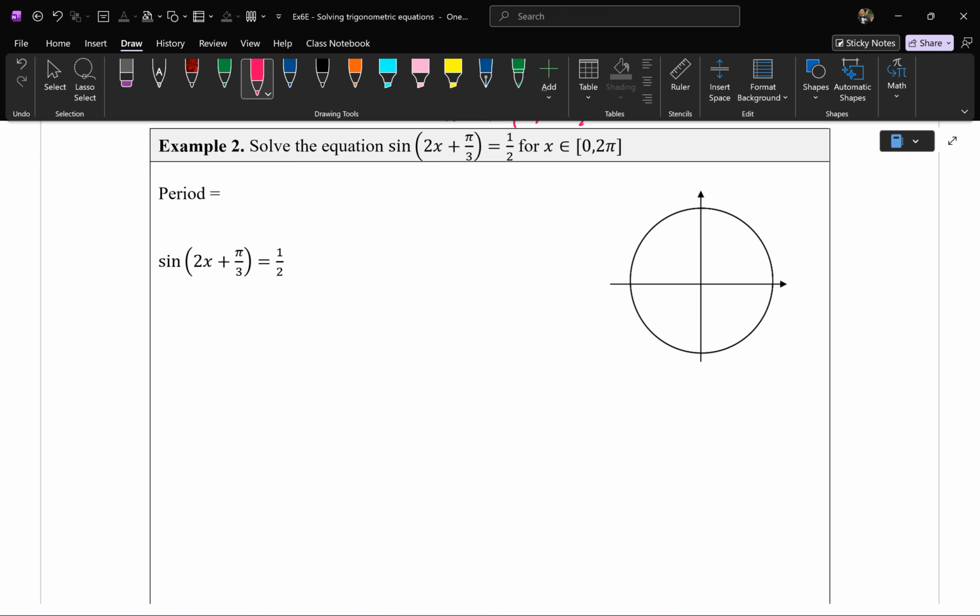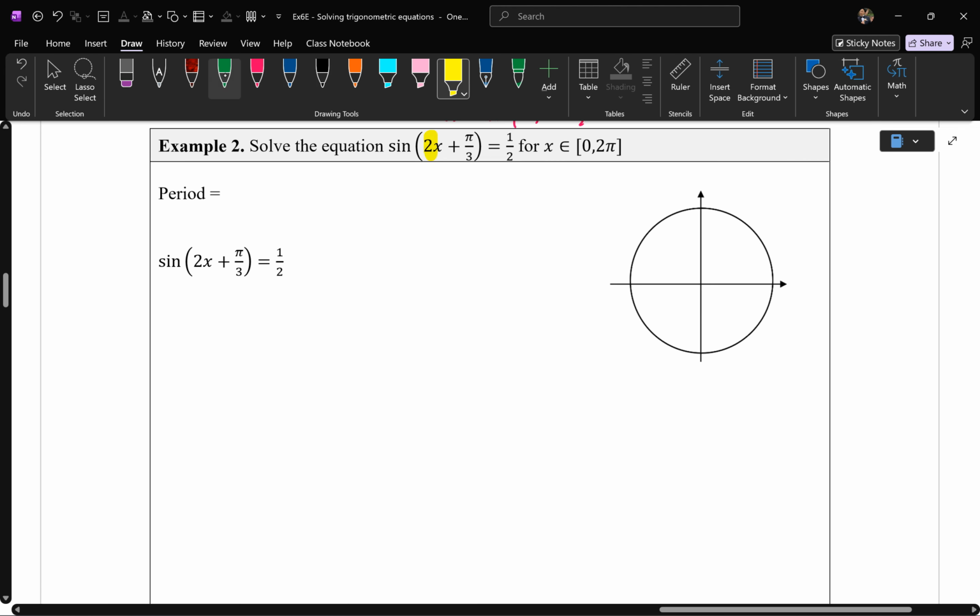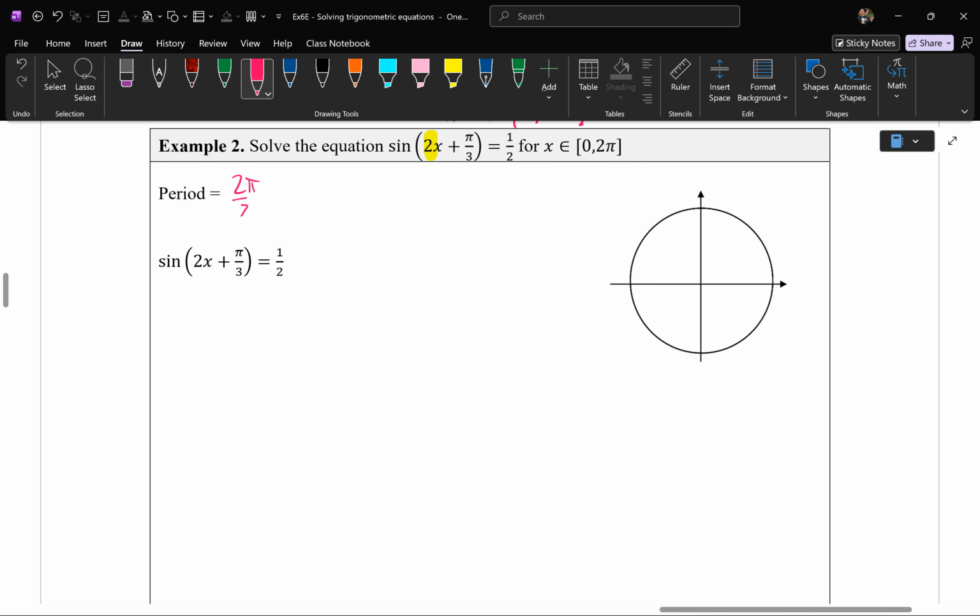Note the period has changed because n is now 2. So the period must be what? Pi. Very good. So 2 pi divided by 2 gives you pi. So now we know the period is pi. Now we got to solve.